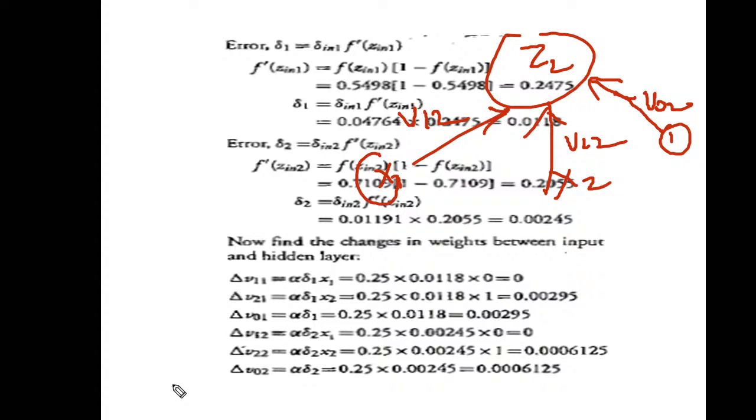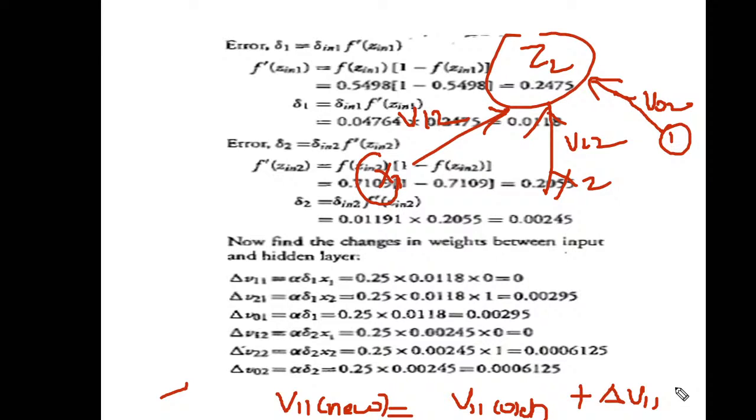For example, suppose I want to update, let's say V11. So V11 new will be what? V11 old plus change in V11, right? Change in V11, we have calculated over here. V11 old we know, in the diagram it's given, we can add and get V11 new. So this will be the general formula for any weight.